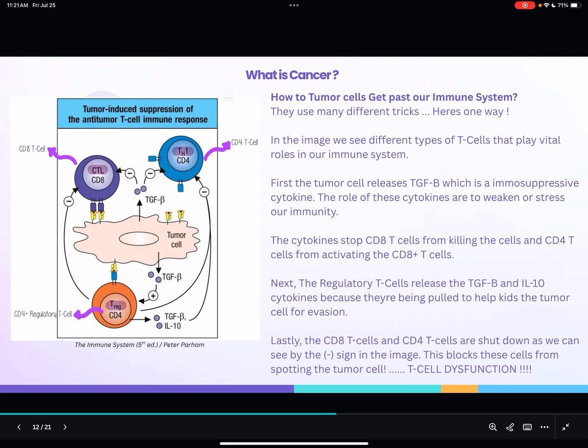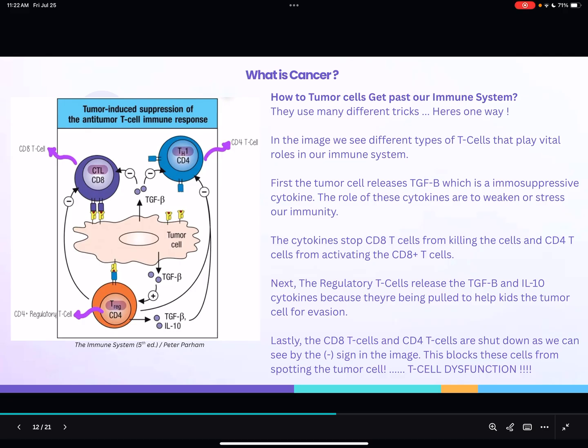So here is an image basically showing tumor-induced suppression of the anti-tumor T cell immune response. So how tumor cells get past our immune system, they have tons of tricks, super sneaky, and here's one way that they can and have. So in the image, we see different types of T cells, such as the CD8 T cell, the CD4 plus regulatory T cell, and then the CD4 T cell. So these all play vital roles in our immune system.